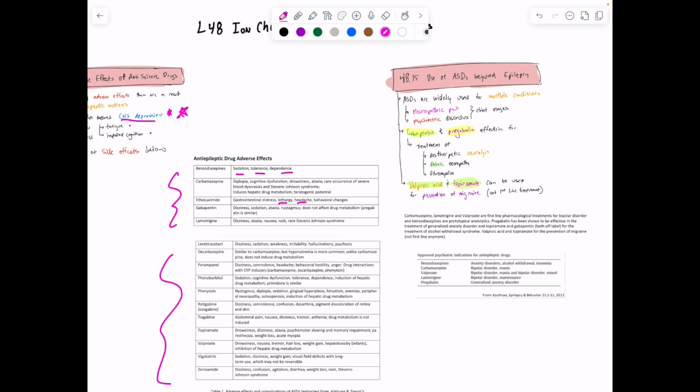And then just beyond epilepsy, anti-seizure drugs are used for multiple conditions: neuropathic pain, psychiatric disorders, gabapentin and pregabalin. Remember, those are GABA analogs. They're effective for treatment of postherpetic neuralgia, diabetic neuropathy, fibromyalgia, and then valproic acid and topiramate can be used for the prevention of migraine.